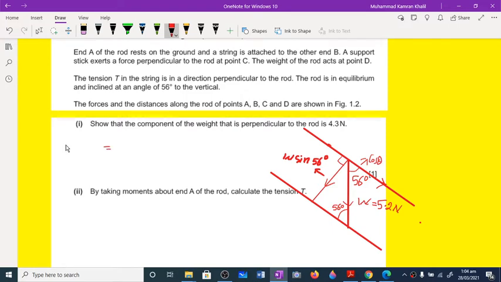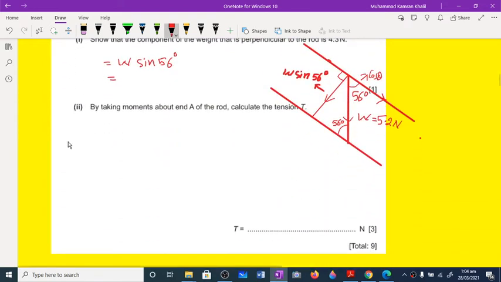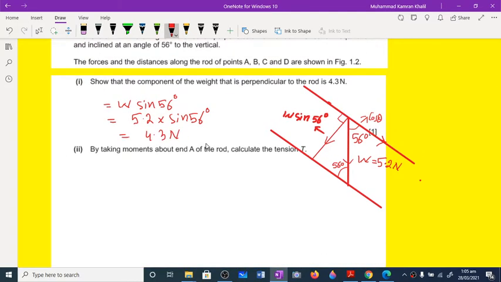So what we will do, we will place the value of W into sine 56 degree. The value of the weight which is given in the question is 5.2. So 5.2 into sine 56 degree will give you the answer 4.3 Newton, which is required in the answer.